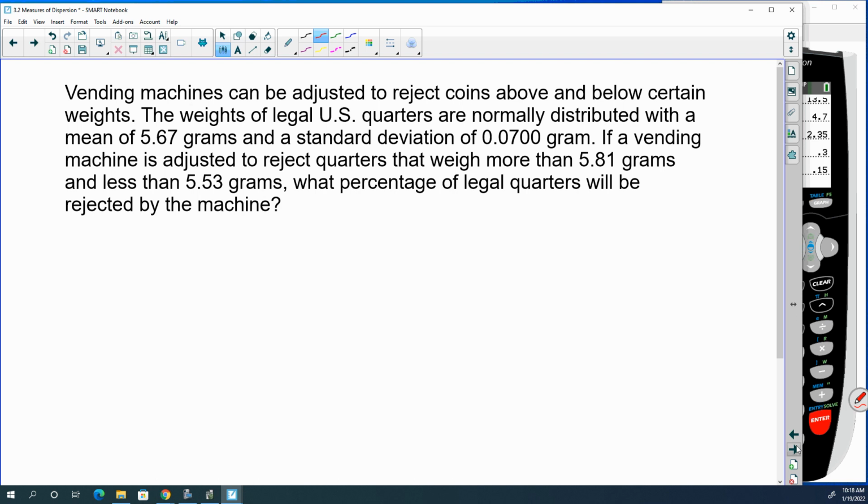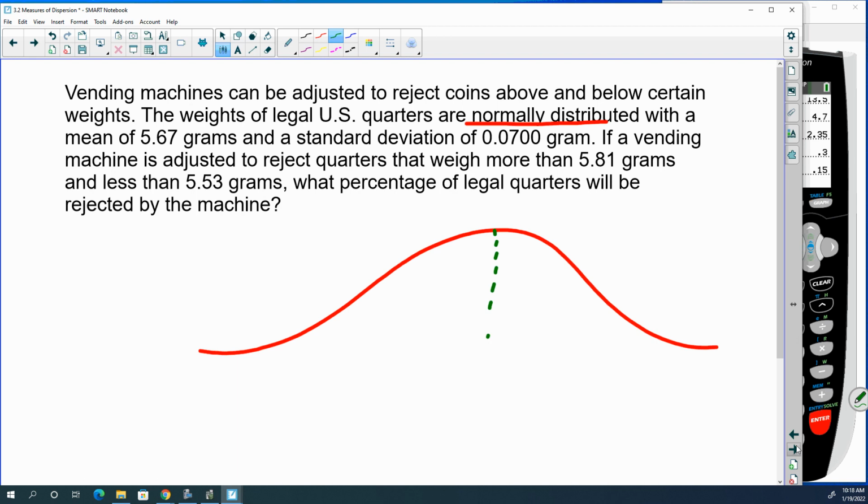Okay, so this one says vending machines can be adjusted to reject coins above or below certain weights. The weights of the illegal U.S. quarter are normally distributed. So if I see those words, normally distributed, that means I can draw one of these nice normal curves. I know the middle of this is where I would expect the mean, or the median, or the mode. I'm just going to label it as the mean, because it says with a mean of 5.67 grams. So this number would be 5.67. And a standard deviation of 0.07.